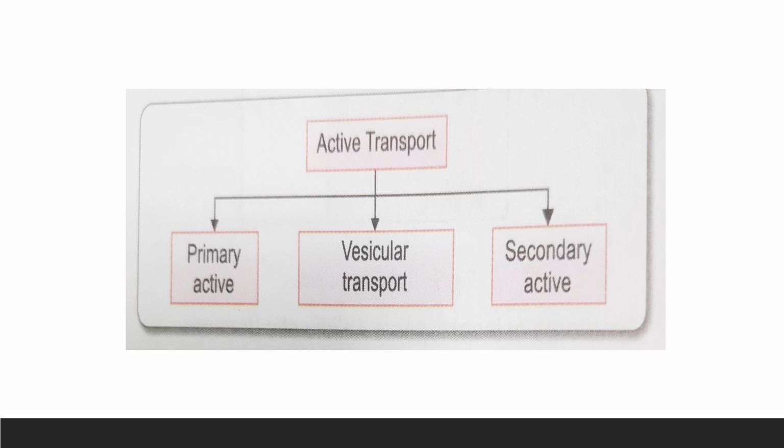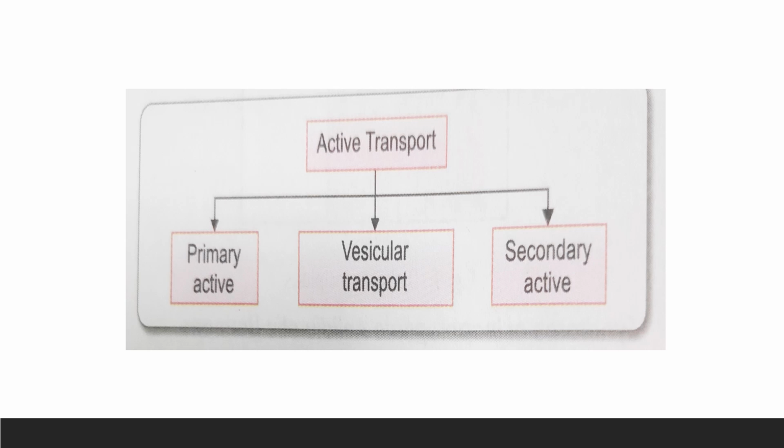We have completed the first part of the transport across cell membrane, that is the passive transport. Now come to the active transport. Active transport processes utilize the energy by hydrolysis of ATP. There are mostly two types of active transport: one is the primary active transport, another is the secondary active transport. In the primary active transport, the energy is derived directly from the breakdown of ATP.